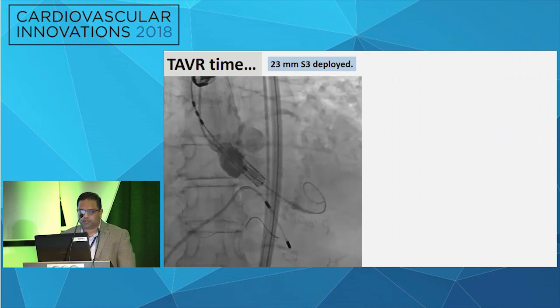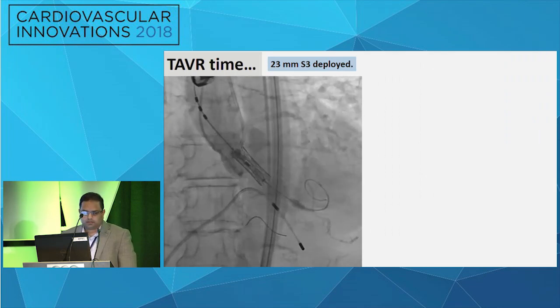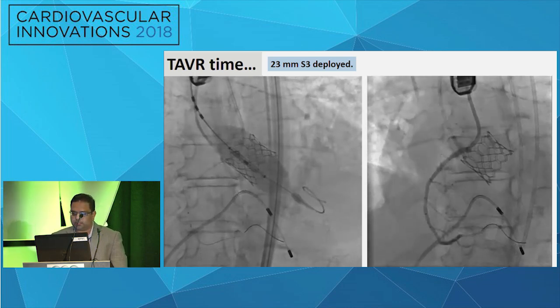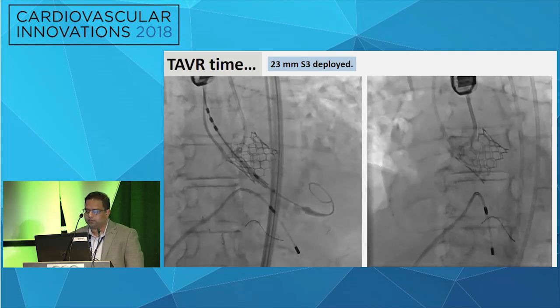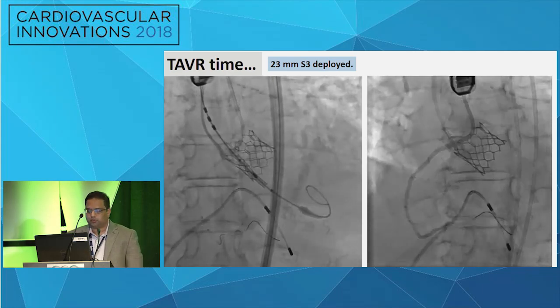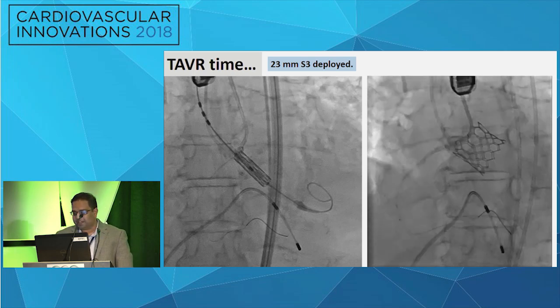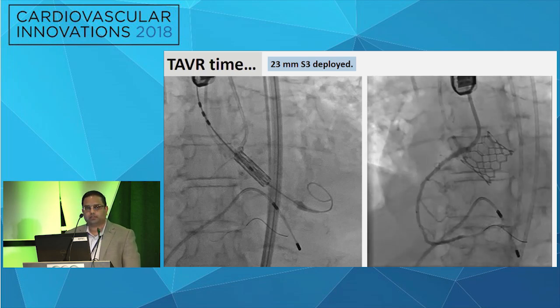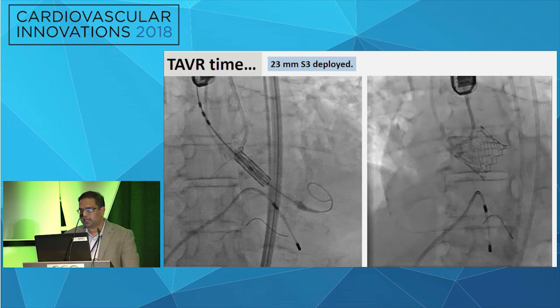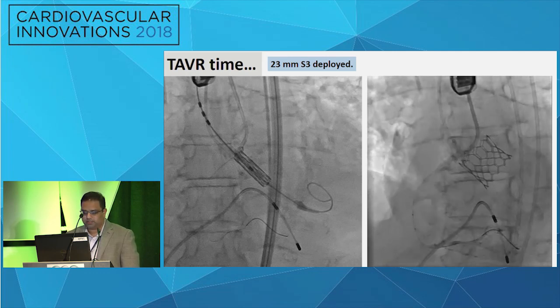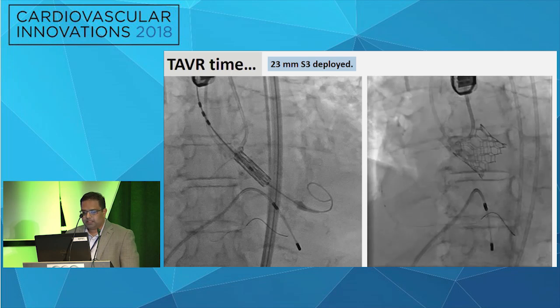So this is a 23 millimeter S3. It's deployed. Unfortunately, in this case, we still have patency of the right coronary artery. I know everybody wanted to see it occluded or gone, but it's patent and it had flow. But it was quite concerning when we were planning out this case. We had to post-dilate it. A lot of thought went into managing this underexpanded right coronary.